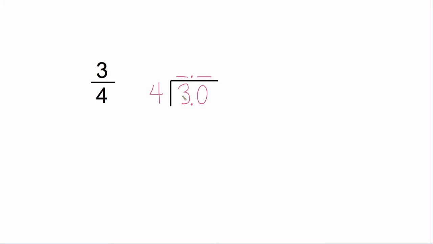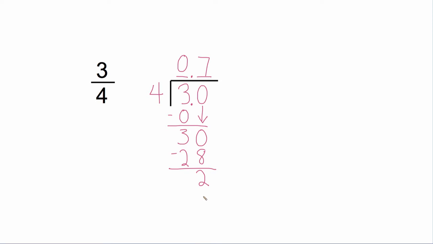So we just said that 4 cannot go into 3. It goes in 0 times. 4 times 0 is 0. We subtract and get 3. Just like a regular problem, after you subtract, you bring down. So you would bring down that 0. You do not bring down the decimal. So now we're looking at 30. How many times can 4 go into 30? 4 can go into 30 7 times. 7 times 4 is 28. We subtract and get 2.